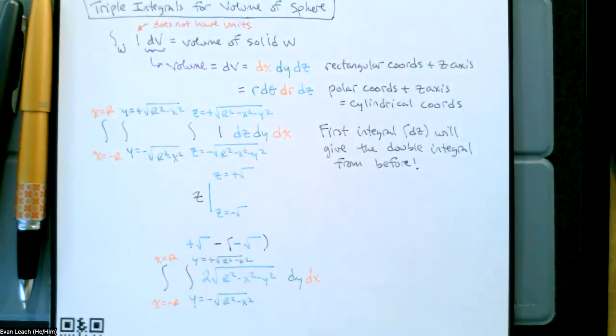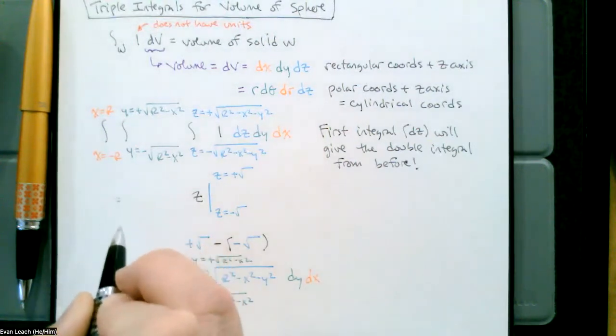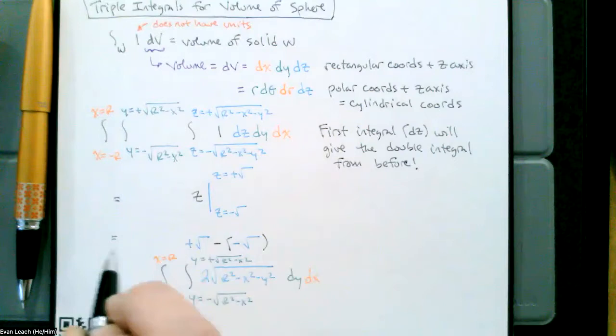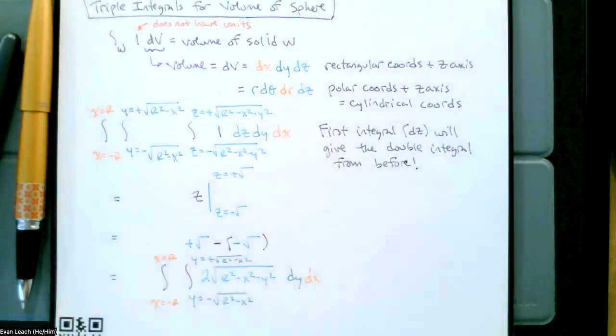The integral of 1 dz is going to be z. We plug in the endpoints and subtract. That's where we get the 2 times the square root of r squared minus x squared minus y squared. We get our double integral from before. I didn't write a lot of the details in the middle here. Here we are integrating. Here we are plugging in the endpoints, and here's what we ended up with, the double integral that we already knew about.